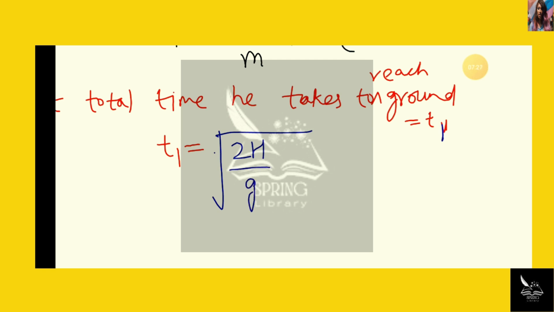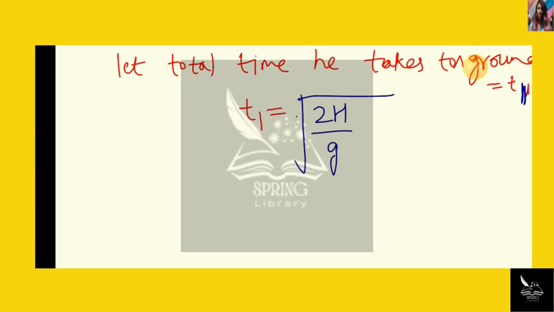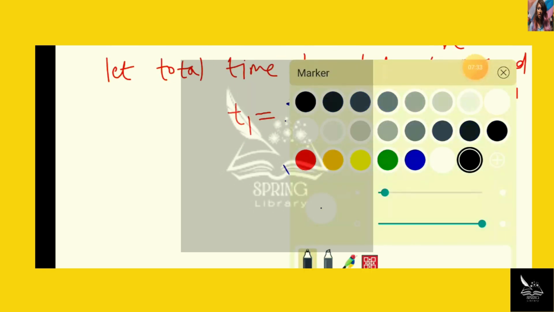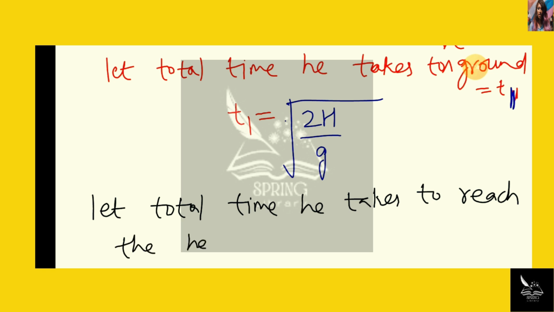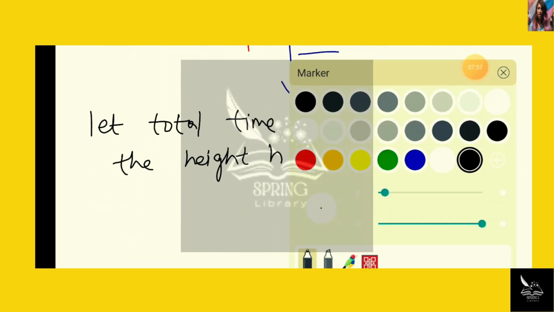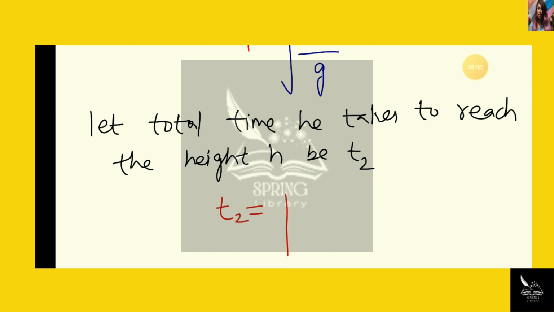And now let's consider the total time it takes to reach the height small h, that is t2. So the value of t2 will be written as t2 equals square root of 2 times (H minus h) over g, where H is the capital height and h is the small height.